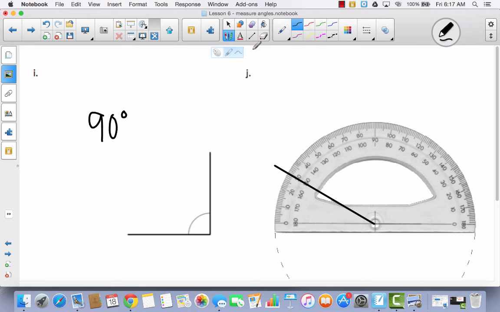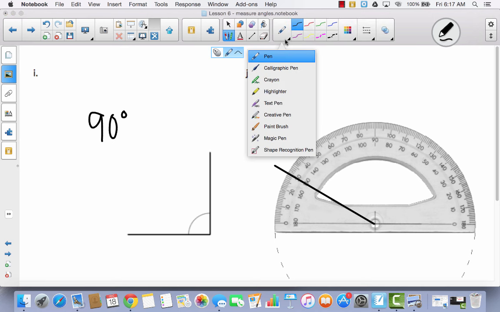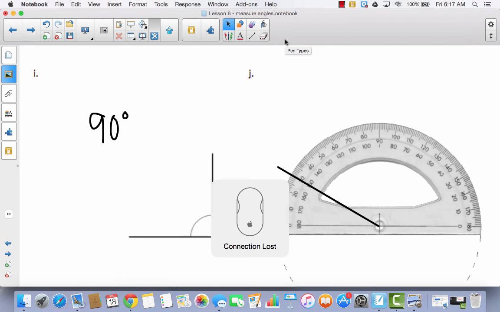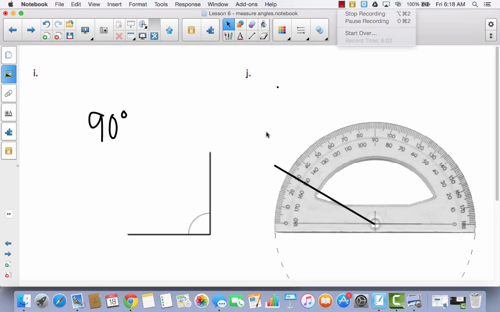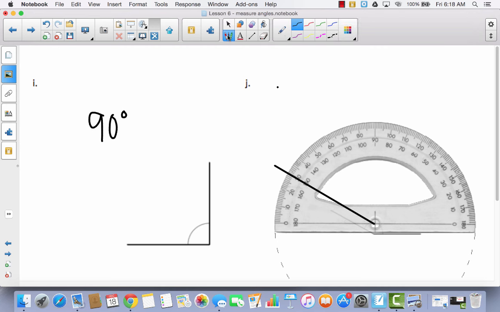As long as you're within a couple of degrees, that's fine. It doesn't have to be perfect. All right, so we've got 150 degrees. Okay, so this is 150 degrees.